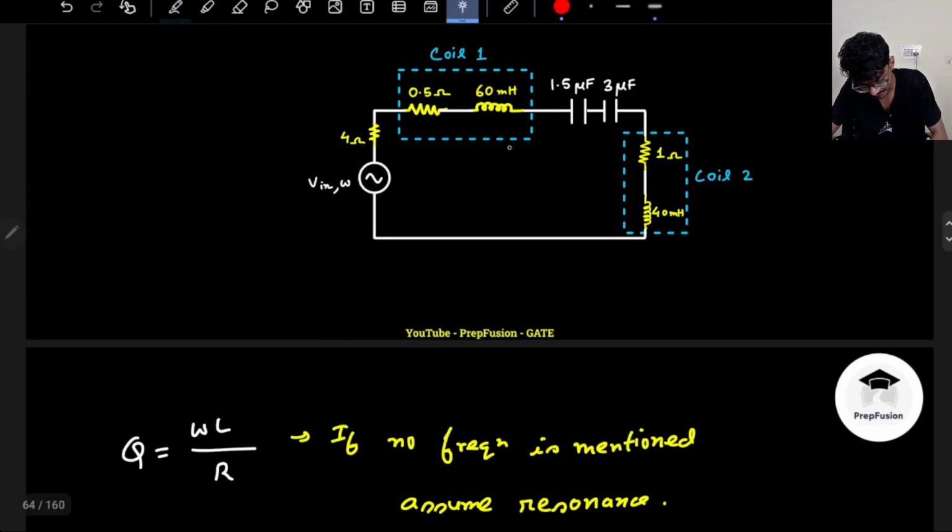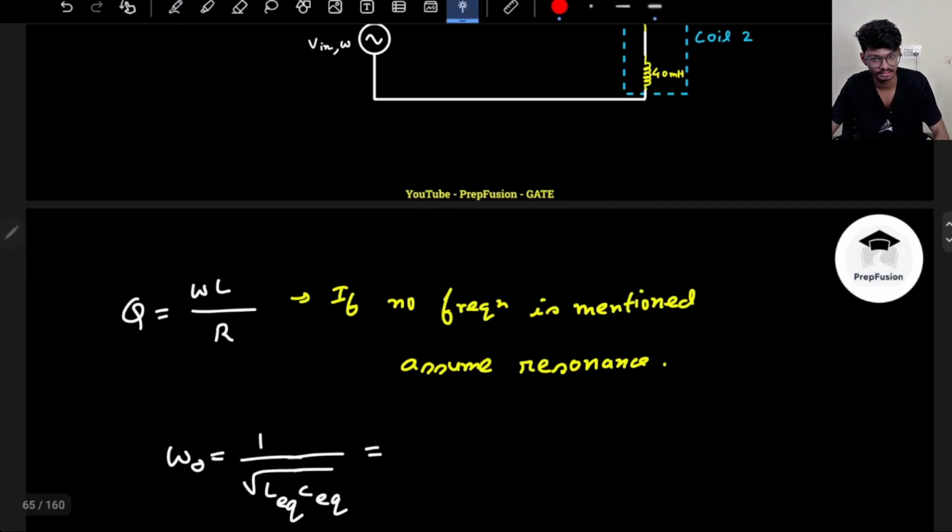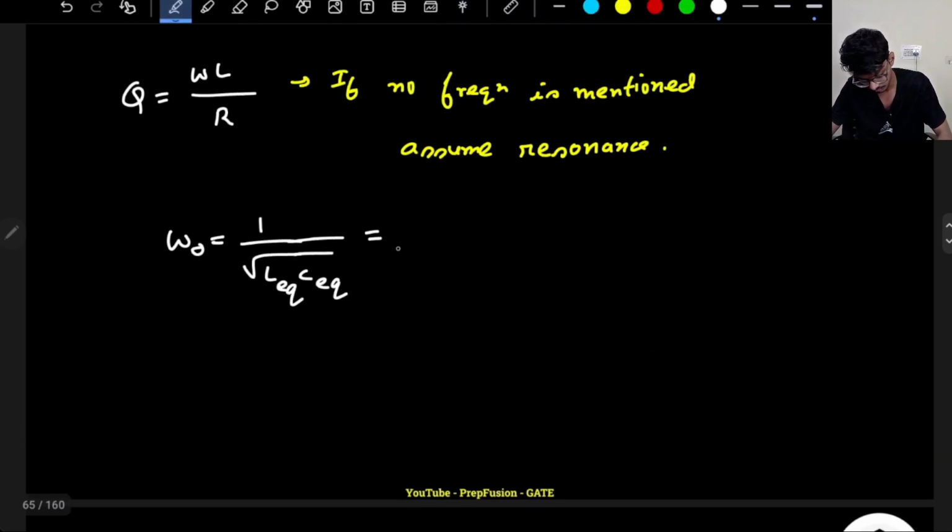What is L equivalent? These two are in series, right? It will be 60 millihenry plus 40 millihenry. So L equivalent will be 60 plus 40 millihenry, which is 100 millihenry or 0.1 henry. What about C equivalent?